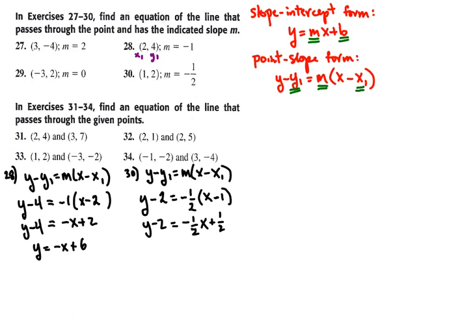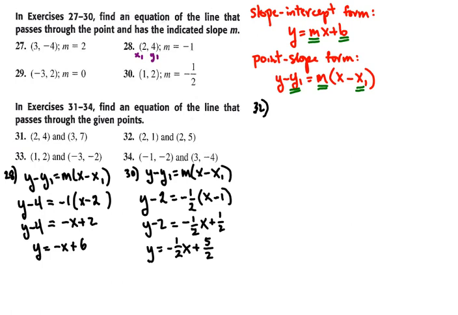Multiplying out on the right side, I get -1/2 x plus 1/2. Adding 2 to both sides, I get y is equal to -1/2 x plus 5/2. The 5/2 comes from adding together 2 plus 1/2, which is 2.5 or 5/2.